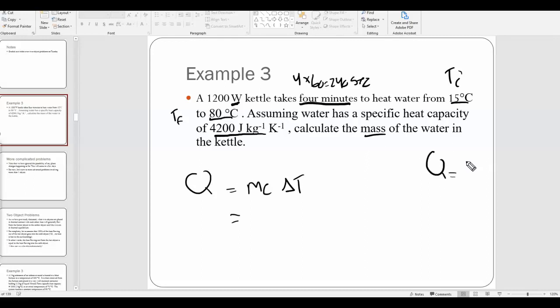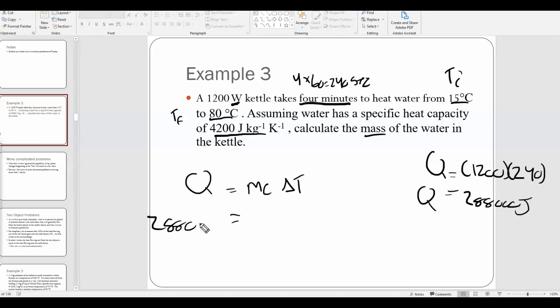by just doing 1200 watts, that is 1200 joules per second, times 240 seconds. Because remember, power is energy over time. And in this case, the energy is not mechanical energy, but it's thermal energy, it's heat. And so 1200 times 240 gives us 288,000 joules of heat. And so that is our Q in this problem.